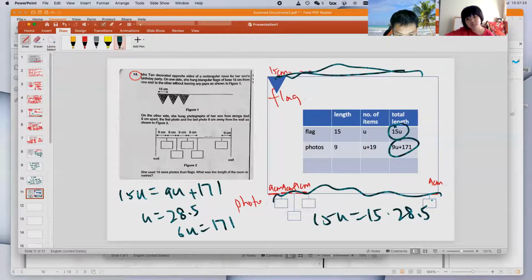427.5. Did I miss out anything? No. I think yes. 15U times 28.5. But I think the answer is wrong. Okay, so what's the answer? 15 times 28.5. What's the answer? 427.5. Once more. 427.5. But I don't think your answer is 427.5.